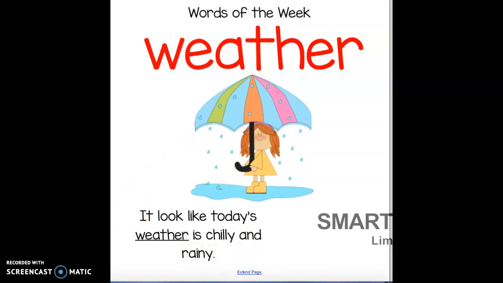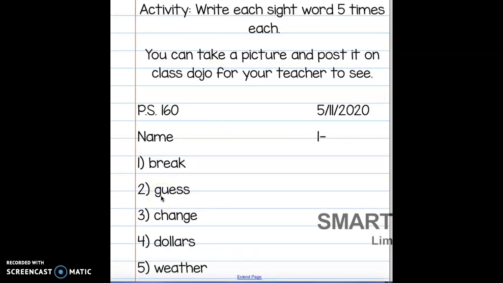All right, now what I want you to do is take out a book or a piece of paper, and I want you to write these words 5 times each and post it on Class Dojo. Okay, go ahead.